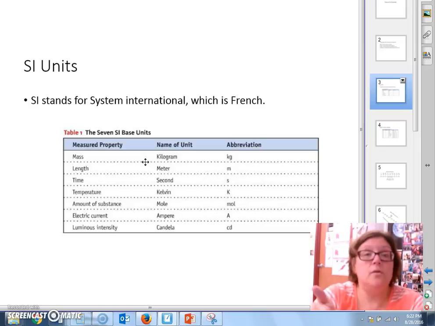Notice, volume's not on here. That's because volume is calculated. It isn't something you can directly measure. It's a calculated number. You have to take length times width times height, or the diameter of a cylinder times its height, and so on and so forth. Of course, we're going to measure it directly using a graduated cylinder, but in order to figure out how big the graduated cylinder needed to be, guess what we had to do? We had to calculate it.